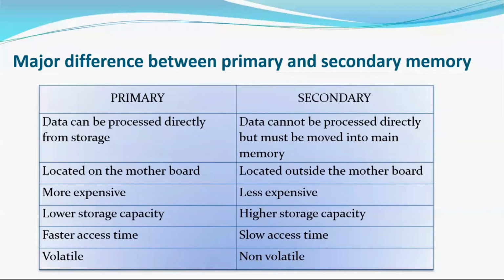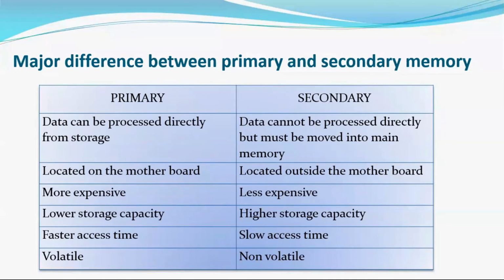Primary data can be processed directly from the storage, okay? Secondary data cannot be processed directly, but must be moved into the main memory. Now, the main memory here we're talking about is the RAM, okay? The RAM is an example of the primary storage device. For it, the data is on it and it processes it directly. But for a secondary device, for example, if you have your hard disk and you want to maybe watch a video from your hard disk, this video has to be loaded onto the RAM first, which is the main memory, before it starts running.